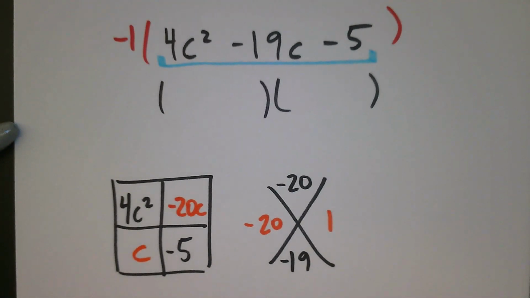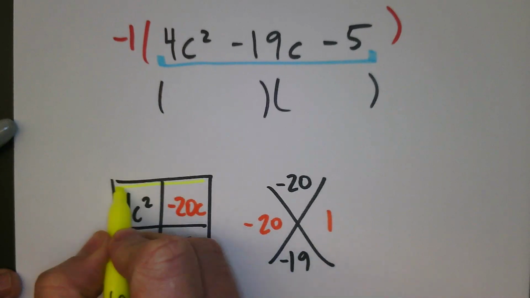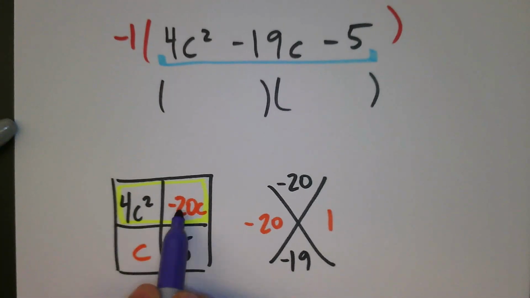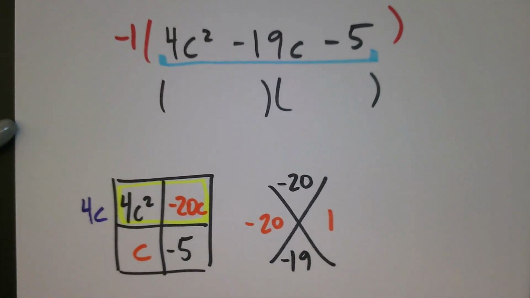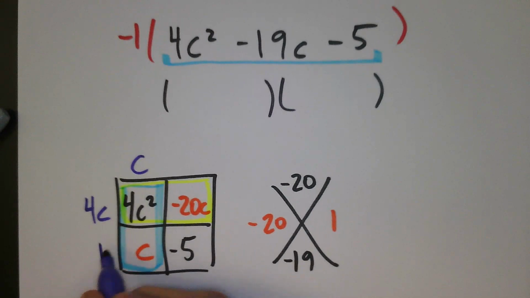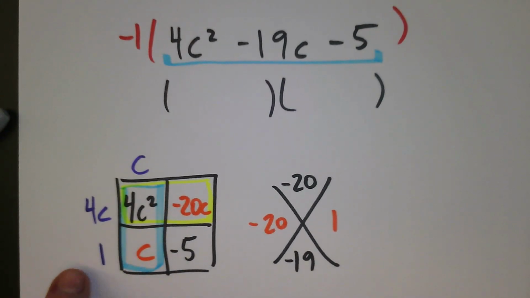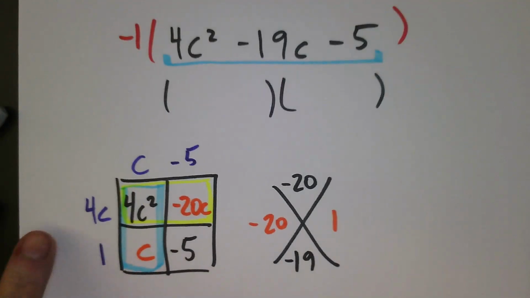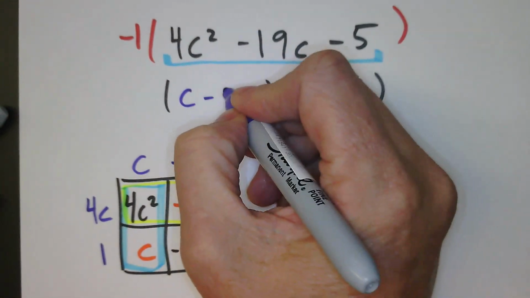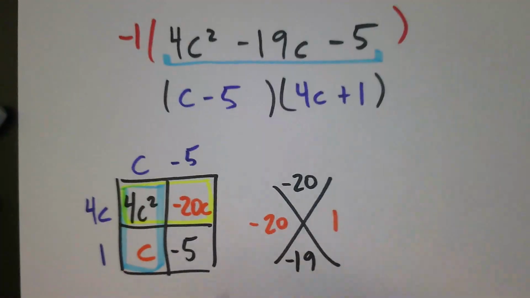Now I'm going to factor this guy, and I'm going to look across the row. And looking there, I definitely want a c, and 4 will go into both of those numbers. So I'm going to have a 4c there. I'm going to follow that same idea here, looking at the entirety of the column. And the only thing that goes into both of those is a c. Now that I have that, c times 1 is c. 1 times a -5 is the -5, and 4c times a -5 is -20. So that's great. That gives me my binomials, c minus 5 and 4c plus 1.